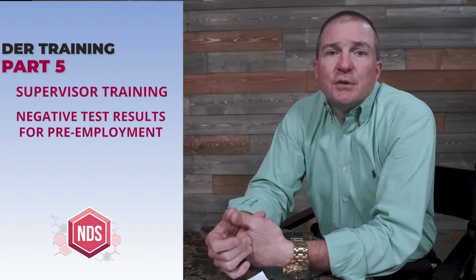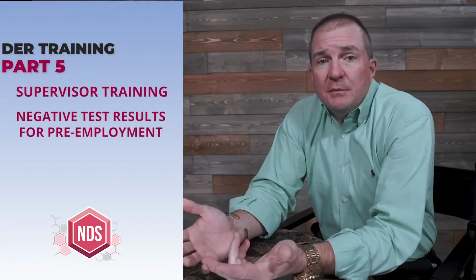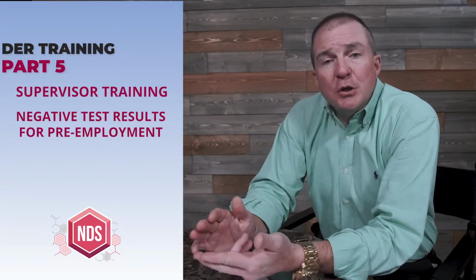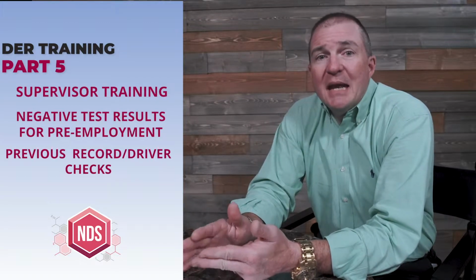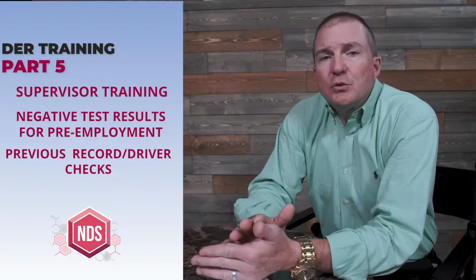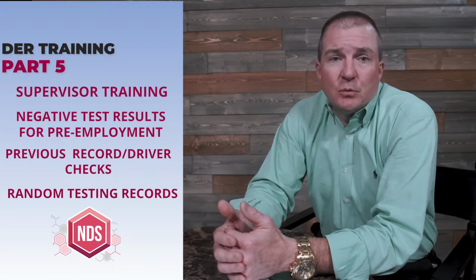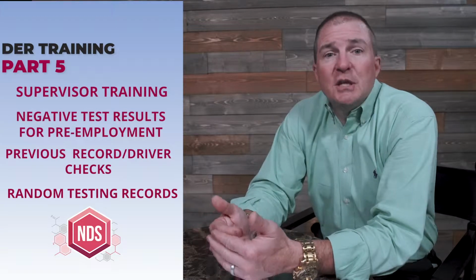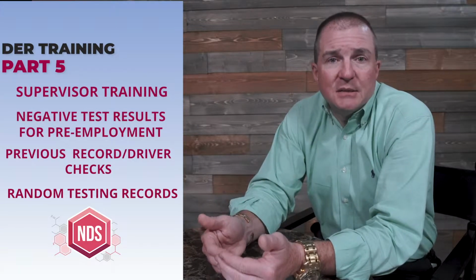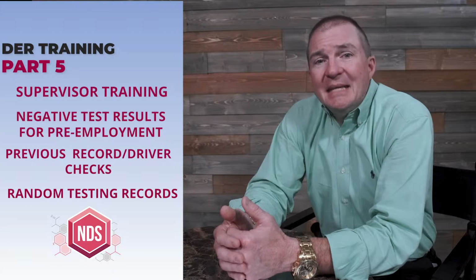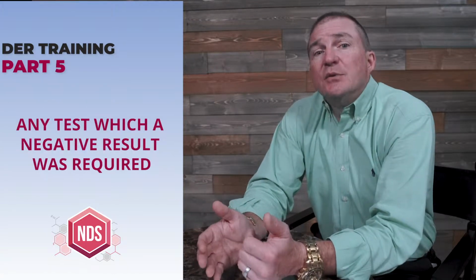You have to be able to show the negative test results for the pre-employment tests for any employees that you hire. You have to show previous records checks that you've done or made every attempt to do. Those are all things that must be done. They're also going to look for your random testing records to make sure that you've actually done the random selections, you've completed the test when you were supposed to do that. And for any test for which a negative result was required, you're going to have to be able to produce that depending on the situation.